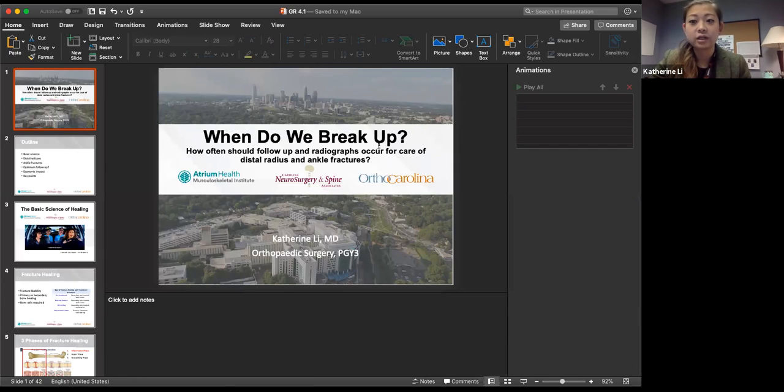So the outline for this talk will be: we'll hit some basic science principles, talk about some review studies that have been done on follow-up, look at some specific studies on follow-up for distal radius and ankle fractures, and piece together what the economic impact could be. And finally, we'll recap some key points.